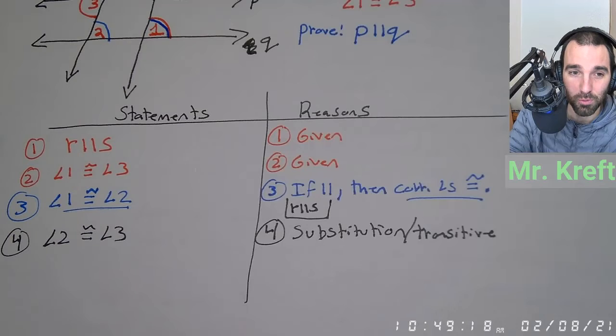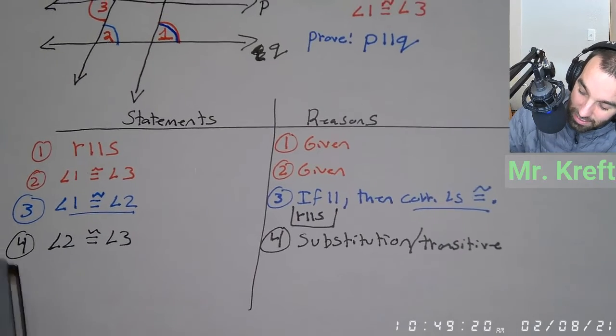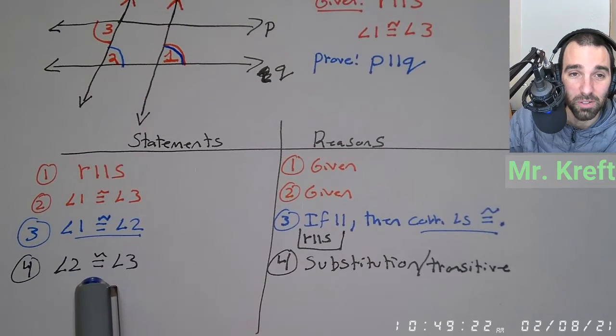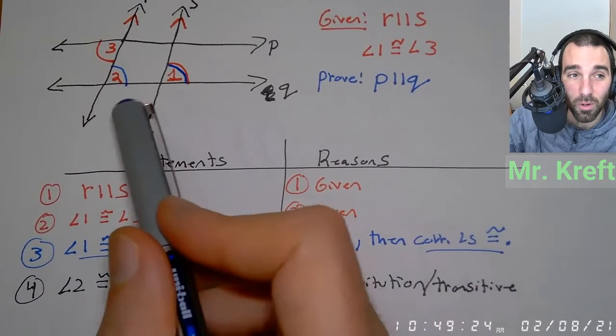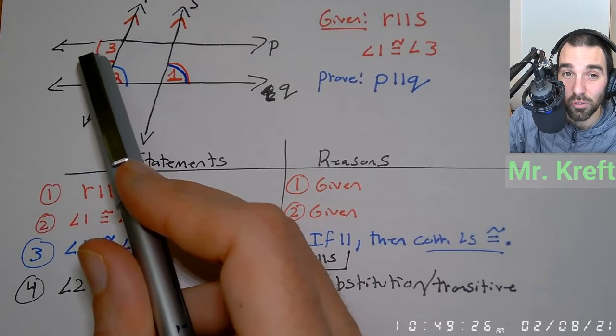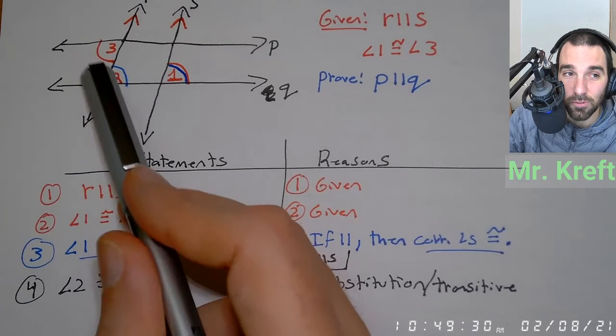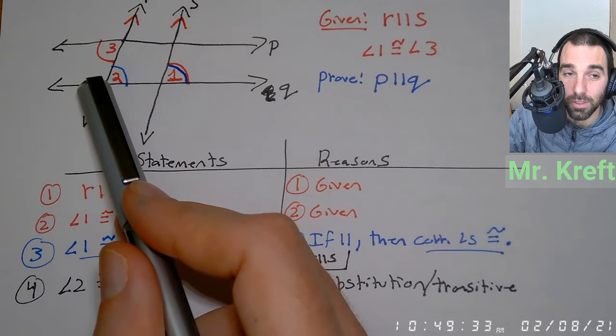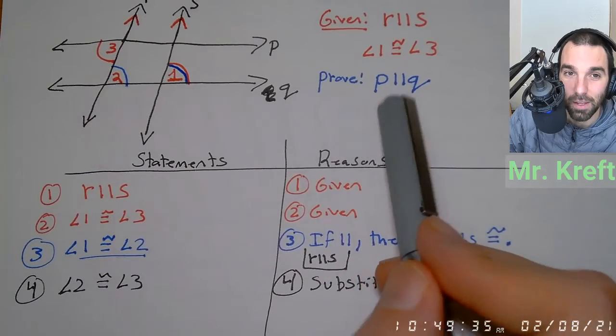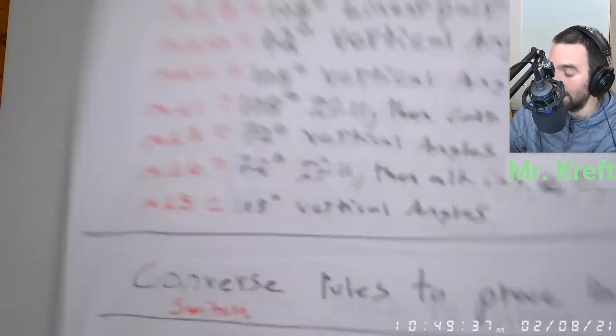Wait, hold up. Man, everything's going so fast in our first proof together, right? So you're telling me that we found angle 2 and angle 3 are the same. Well, what did we say before? Angle 2 and angle 3 are alternate interior angles, right? That's what we said. Well, what happens if alternate interior angles are congruent? We have parallel lines.